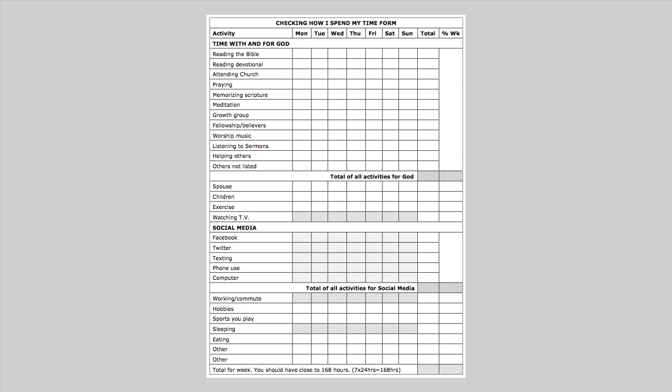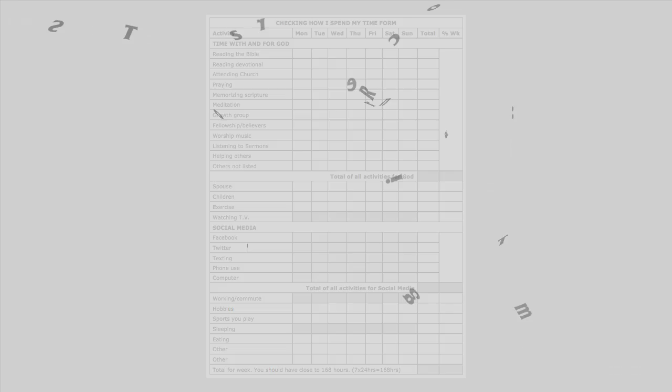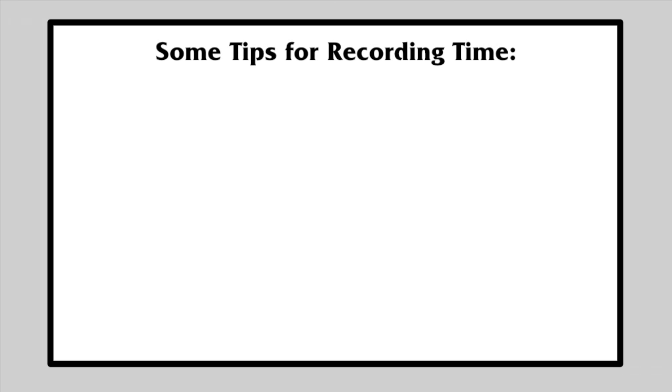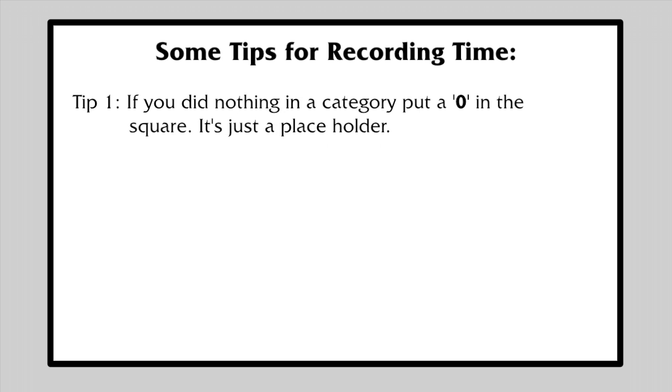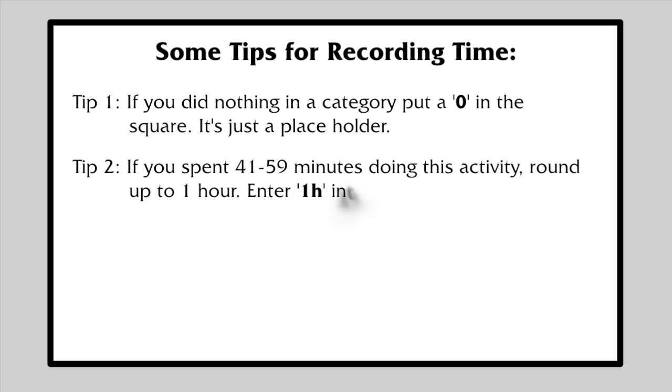Before I proceed, I want to give you a few tips to make it easy for you to record your times. Tip number 1. If you do nothing in a category, just record a 0. It's just a placeholder. It keeps you from recording a number from somewhere else in that spot. Tip number 2. If you spend 41 to 59 minutes doing something, I want you to round it up to the next hour. So in other words, if you did 59 minutes, use 1H in the space.